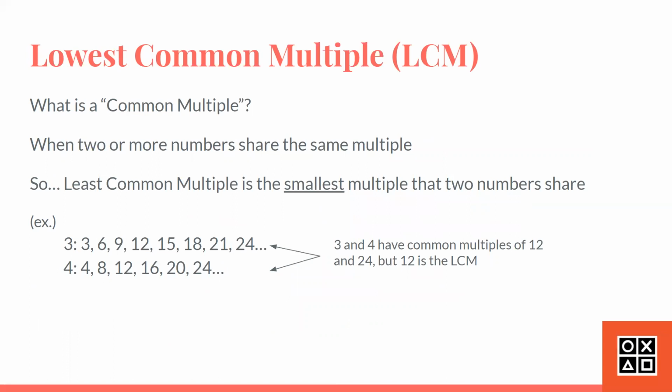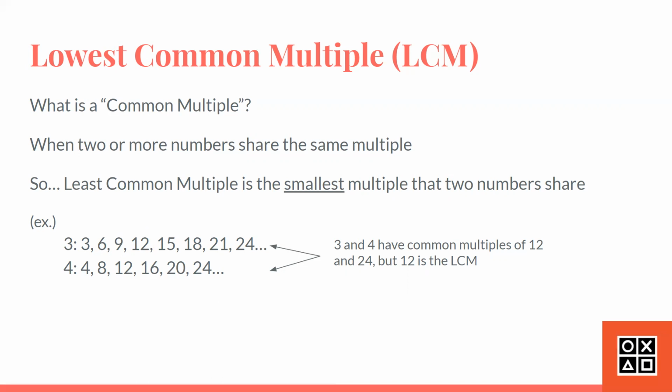Okay, so the lowest common multiple, LCM. What is a common multiple? When we look at 2 or more numbers, they can share the same multiple. The LCM is the smallest multiple that 2 numbers share. For example, for 3 and 4, when we list out all the multiples, we can see that they both share 12 as a multiple and 24 as a multiple. So 12 and 24 are common multiples of both numbers.